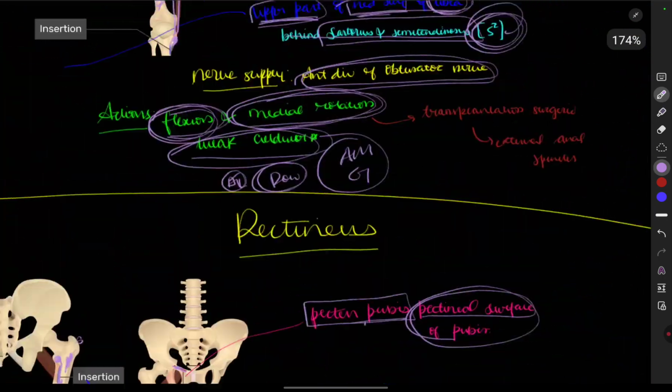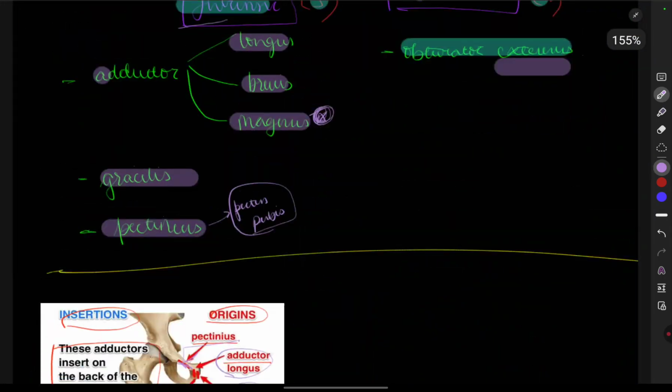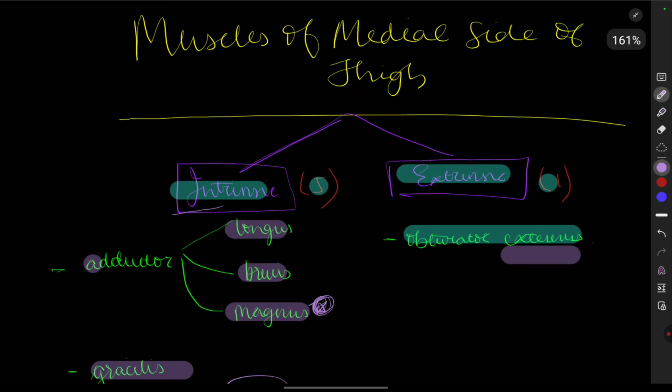So this is about the muscles, the nerve supply, attachments, insertions and origins. Hope you understood. Thank you so much.